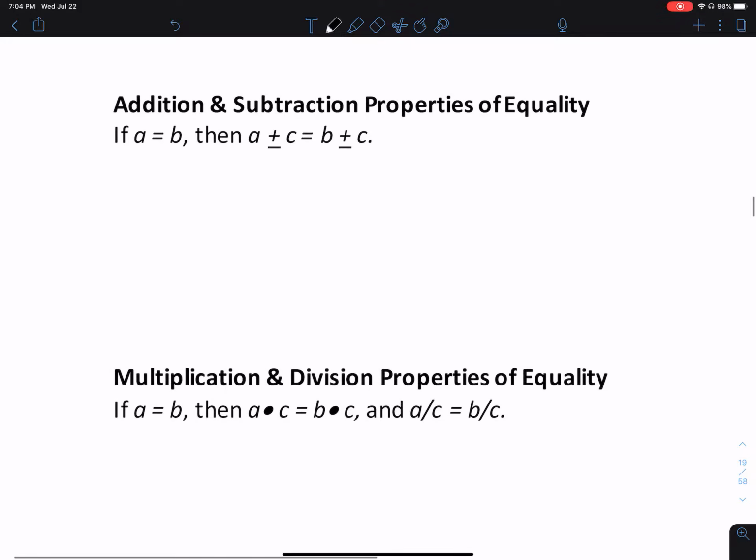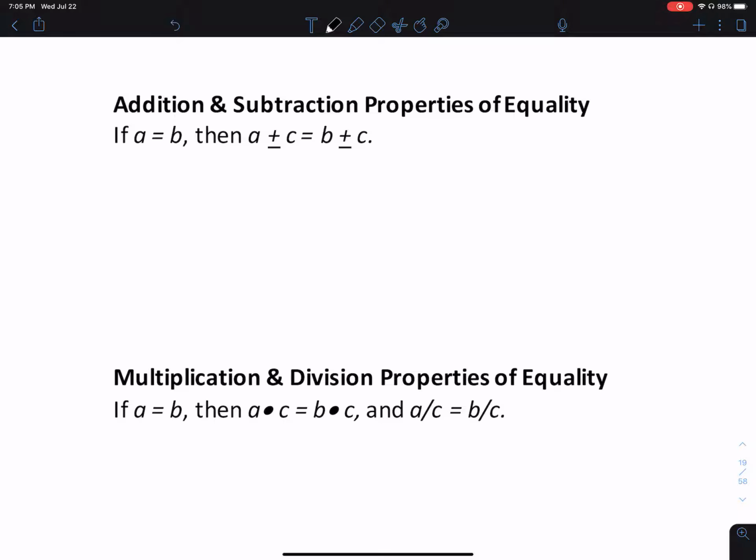Addition and subtraction properties, you use these on the daily. If a equals b, then a plus c equals b plus c, or a minus c equals b minus c. This plus or minus, you wouldn't use these simultaneously. What this is saying is, if you're going to use the top symbol here, use the top symbol here. Use the bottom symbol here, use the bottom symbol here.